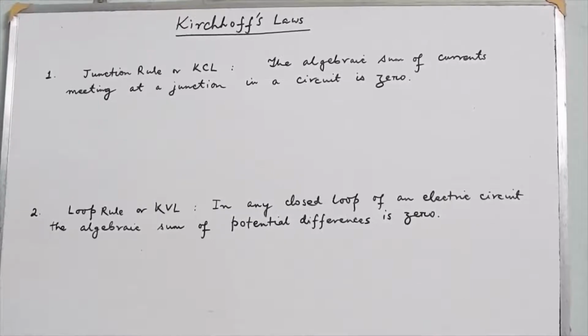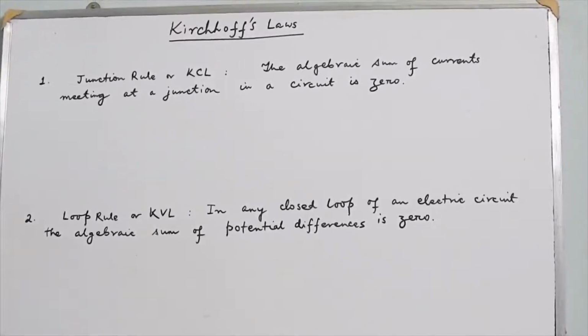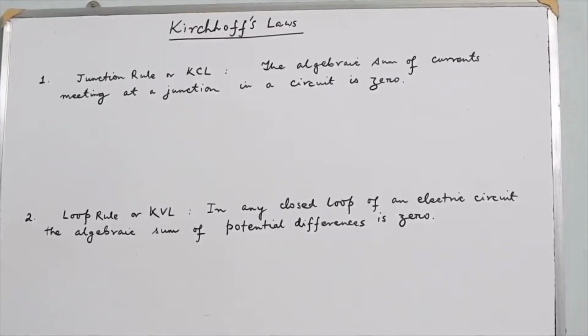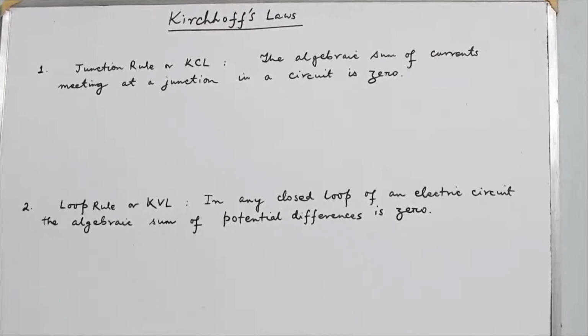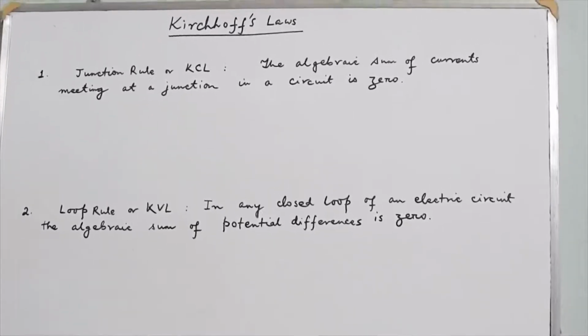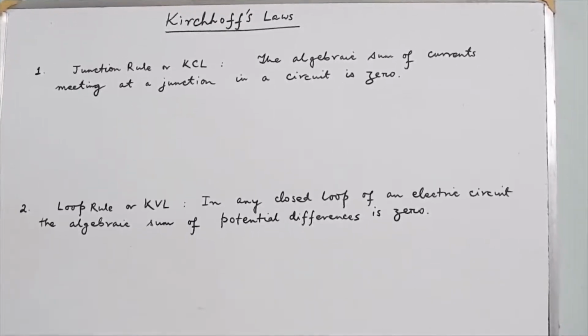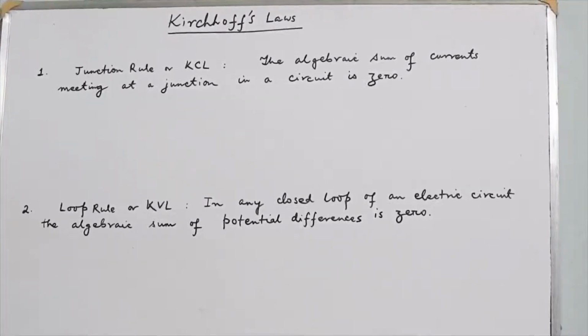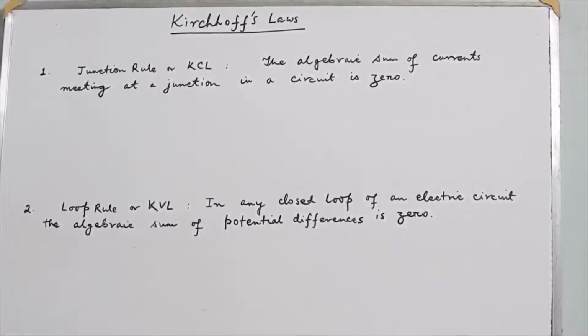Kirchhoff's law is based upon the current and the potential differences across different circuit elements, say for example capacitors or resistances or inductors. The currents and the potential differences across different circuit elements are analyzed, and on that basis we use Kirchhoff's law to simplify a complex network. And there are two such statements associated with Kirchhoff's law.